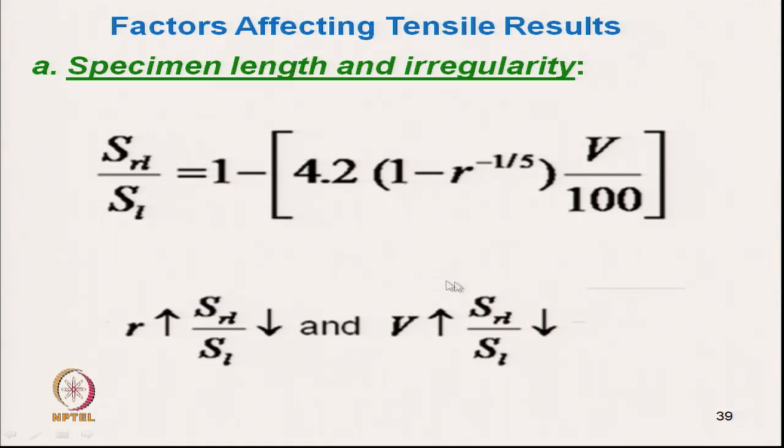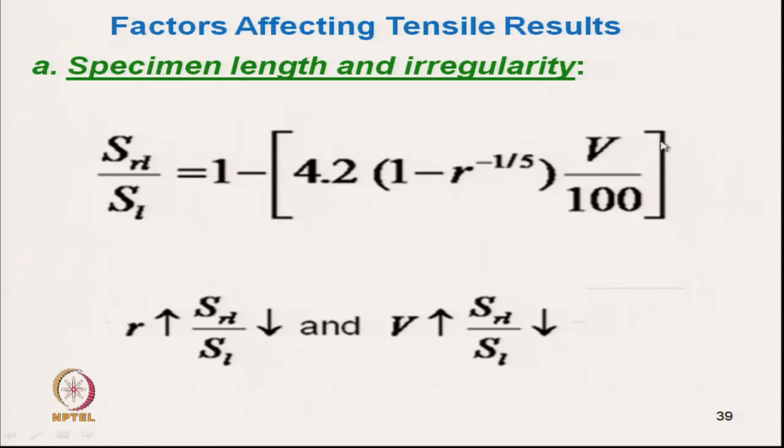So, this right hand side value will be lower. SL is constant, so the SRL value will reduce gradually. That means with the increase in R, SRL by SL will reduce. So, this we can get. If we know V and SL, one should be able to predict the SRL.